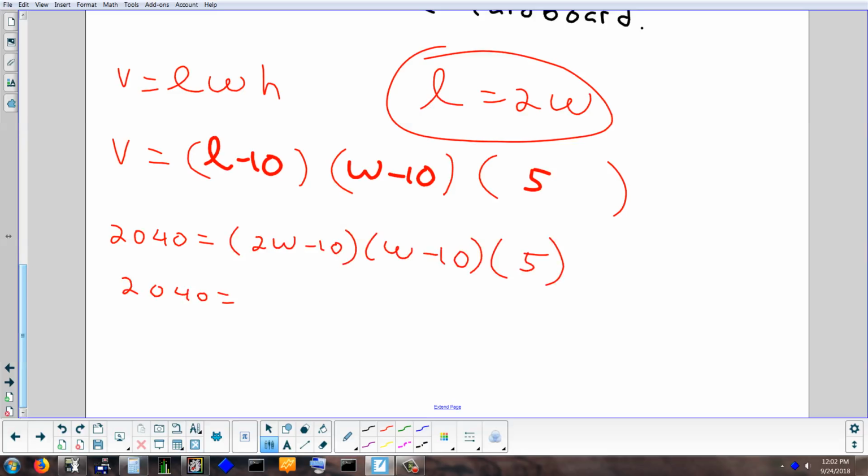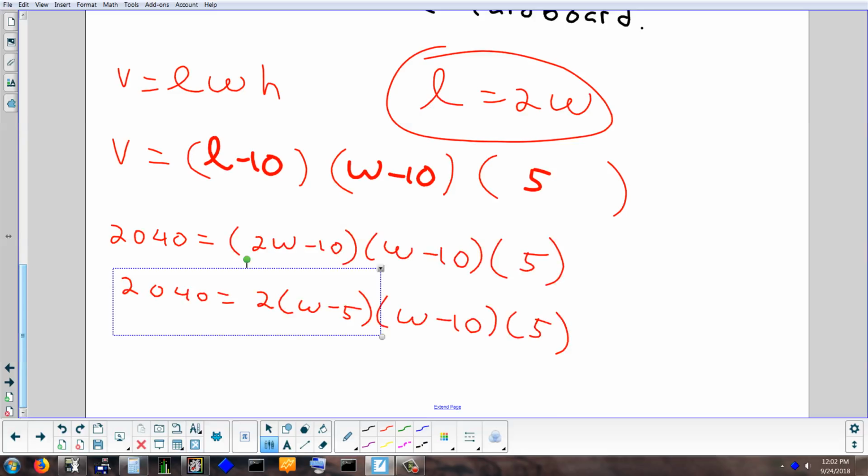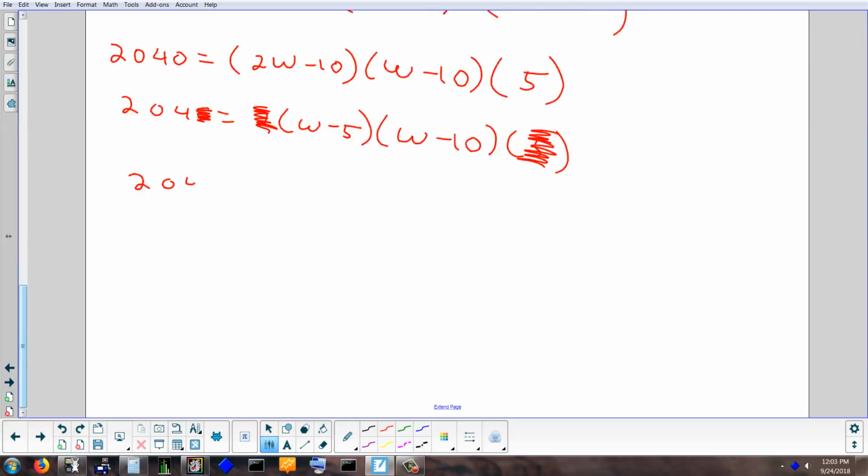And what I would do, this is kind of a little trick, is I would factor 2 out of that first one to write it as W minus 5. And now I've got 2 numbers I can multiply. What's 2 times 5? 10. So you can divide each side by 10. So what that's really going to do is this. You don't have to do that, but it's just a little trick and it makes everything a lot easier to work with. So 2 times 5 is 10. Divide each side by 10. Now you have this.